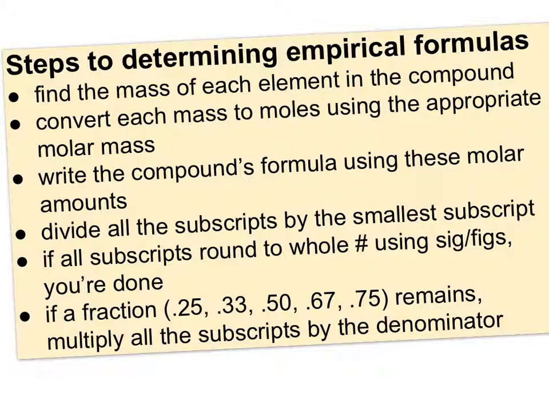But if I end up with a decimal that really represents a fraction, like 0.25 is 1/4, or 0.33 is 1/3, 0.50 1/2, 0.67 2/3, 0.75 3/4, those are kind of the common ones you might run into. Then I need to multiply all the subscripts by the denominator to change those into whole numbers. And it simply means if you had something like N2O3, the simplest ratio where we have a 1 would be N1O1.5, but we don't keep the 0.5, so then that translates to N2O3. So sometimes you will see those fractions.